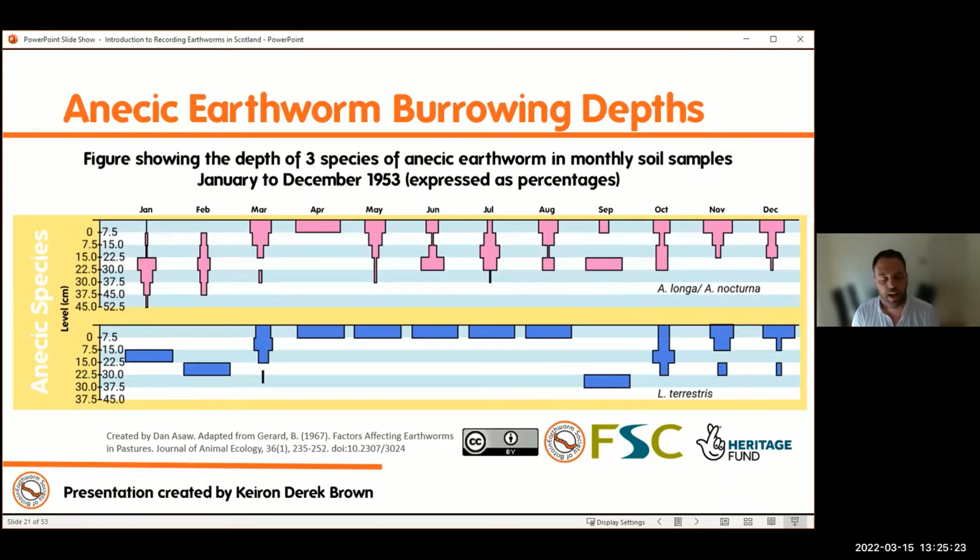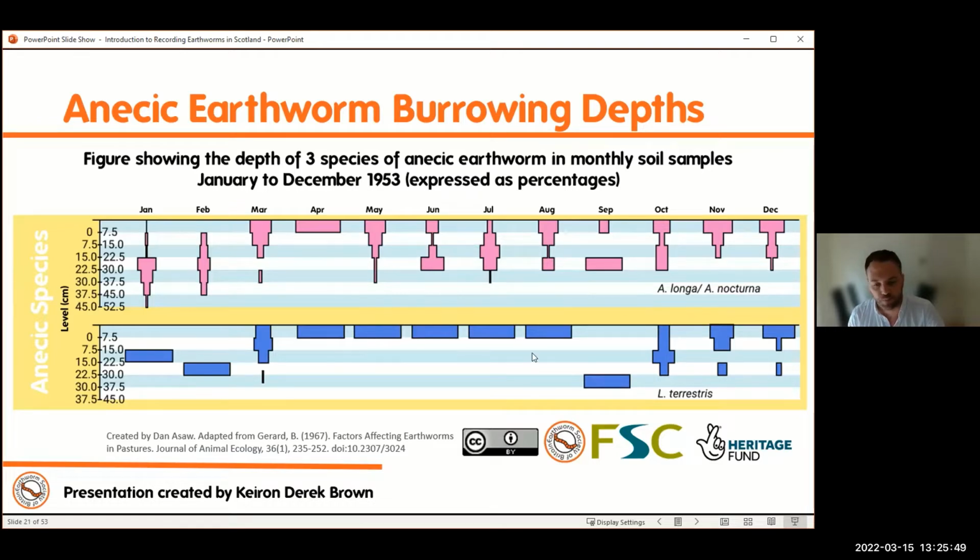This is from a study in 1953 looking at the depth that earthworms were found at from between January and December. We can see that the depth varies by species and it varies by time of year, environmental conditions. Lumbricus terrestris will go down as far as 2 meters. So it's our biggest one and it goes a lot further than the others.